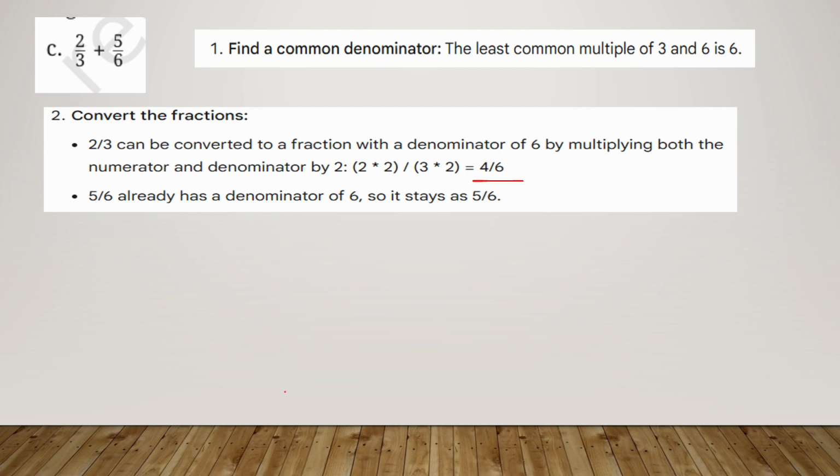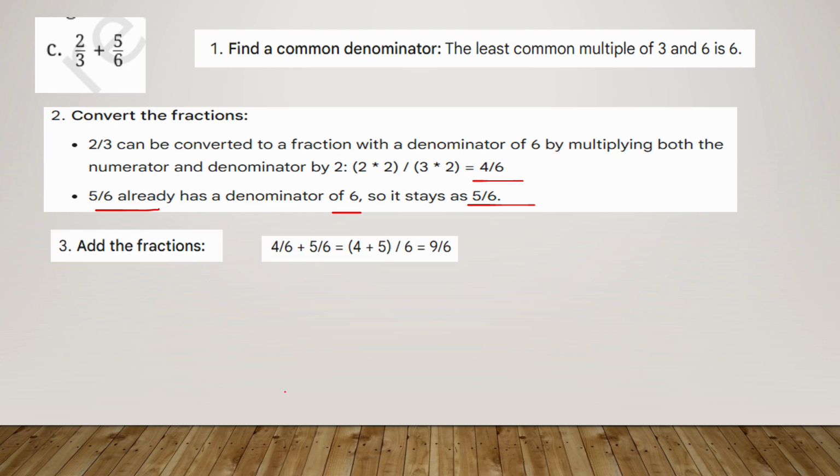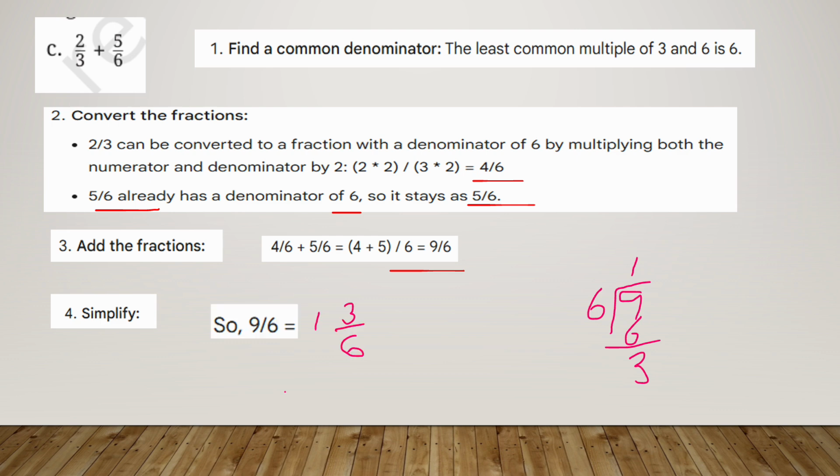5 by 6 already has a denominator of 6, so it stays as 5 by 6. Then we can add the fractions. 4 by 6 plus 5 by 6 is equal to, we just add the numerators. What is 4 plus 5? 4 plus 5 is 9. 9 by 6. 6 remains same. Then we can simplify 9 by 6. 1 into 6 is 6. Remainder is 3. So 1, 3 by 6. 9 by 6 becomes 1, 3 by 6.